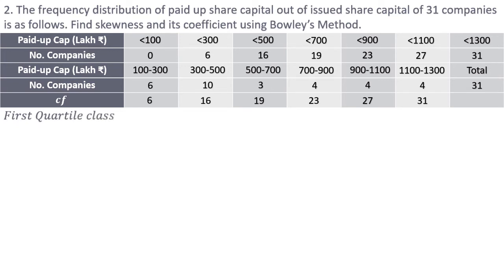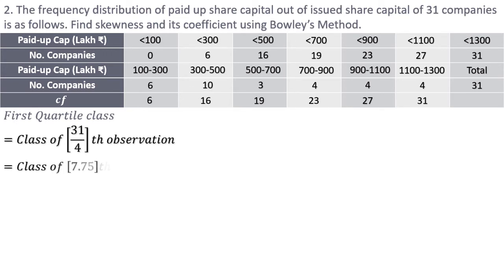We have to start with the quartile class here because this is continuous data, and in continuous data you have to start with the class and use a particular formula to calculate the quartiles. The quartile class here will be 31 upon 4 because in a continuous distribution the n plus 1 is not used, rather n is used directly. So 31 upon 4 will be the 7.75th observation.